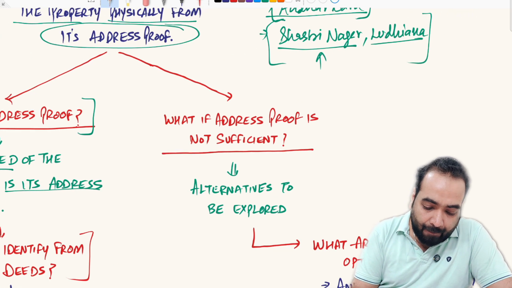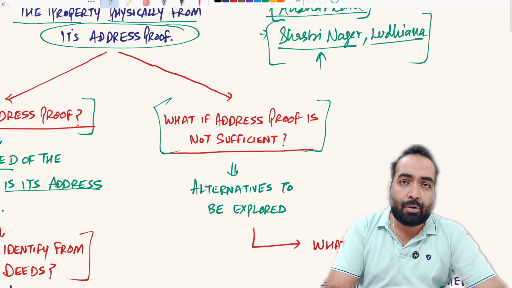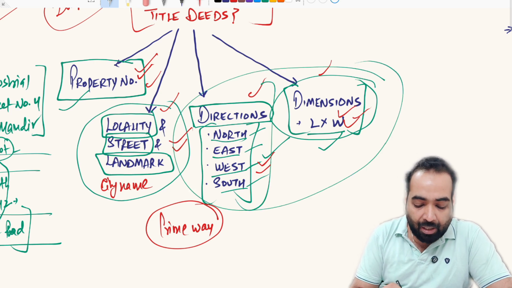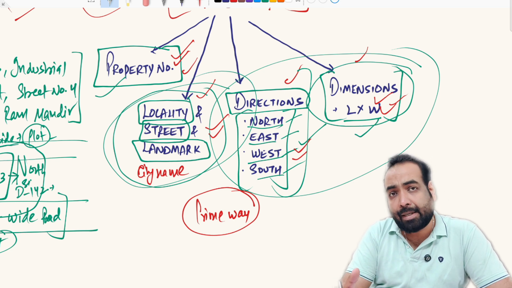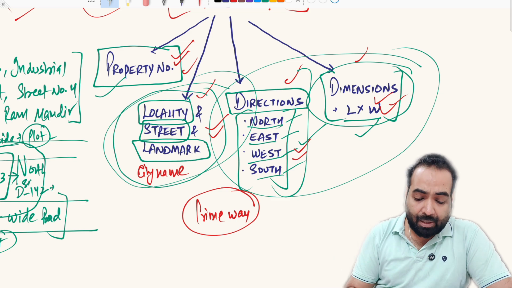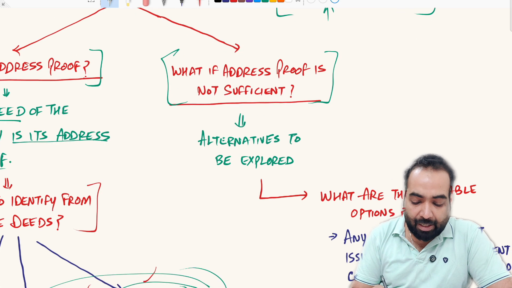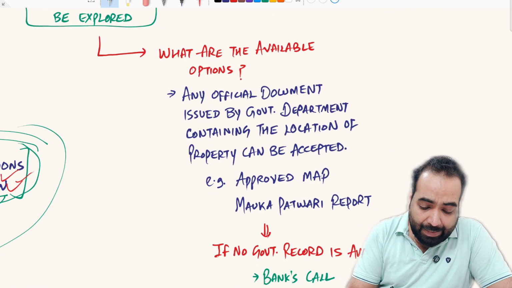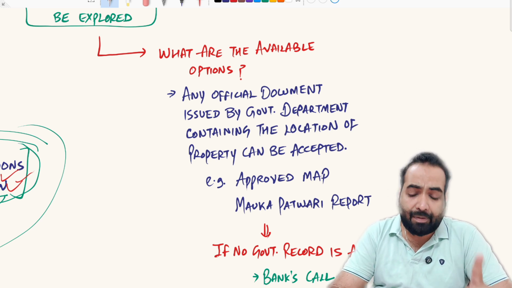So I have mentioned here, what if the address proof is insufficient? Meaning, what if the title deed is not proper, or maybe the directions are not mentioned in the title deed, dimensions are not mentioned, or maybe the locality is not properly mentioned. I just mean this, right? From the title deed you are not able to locate the property, the address proof is insufficient. Then what is the alternative available? In such a case, friends, there is only one alternative.